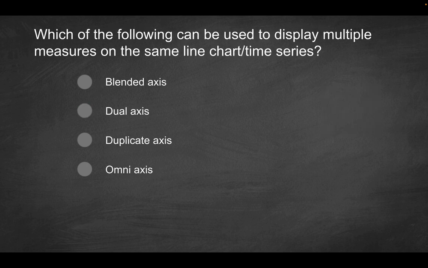Next question. Which of the following can be used to display multiple measures on the same line chart or time series? So again, what is a time series? Basically, when you have the date on the column shelf, you're going to have a line going like this for a particular measure. So if you want to display multiple measures, do you use a blended axis, a dual axis, a duplicate axis, or an omni axis? Which of these will actually allow you to have both coexist on the same chart?